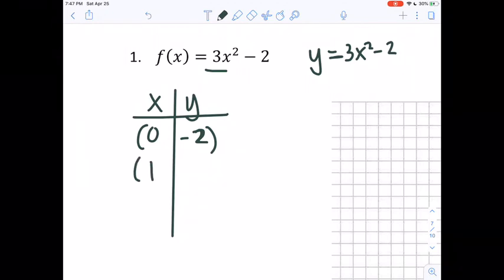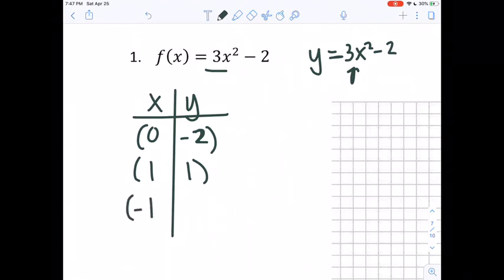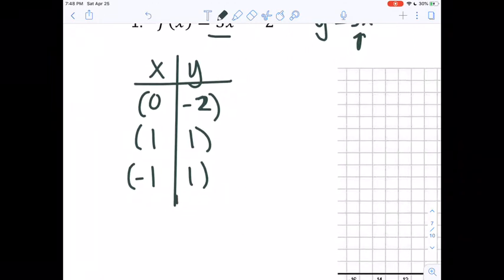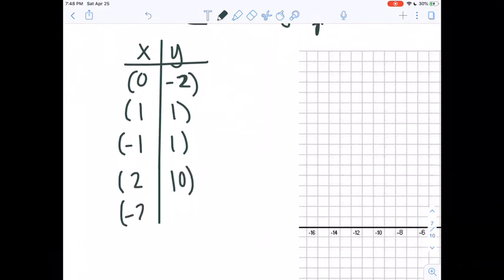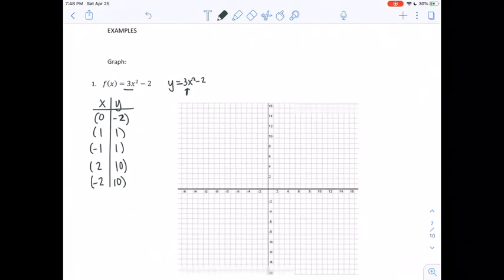Let's say I plug in 1. I'm going to get 3 minus 2, which is 1. So what I'm doing is plugging in any values for x; I'm just picking any values that I want. Let's pick negative 1. I'm also going to get 1. Let's pick 2. So I get 4 times 3, which is 12, minus 2, that's 10. And I'm going to do negative 2, which is also going to get me 10.